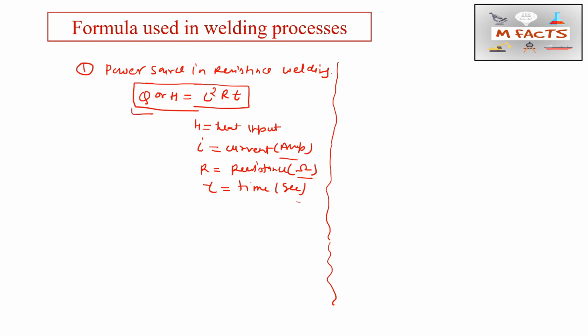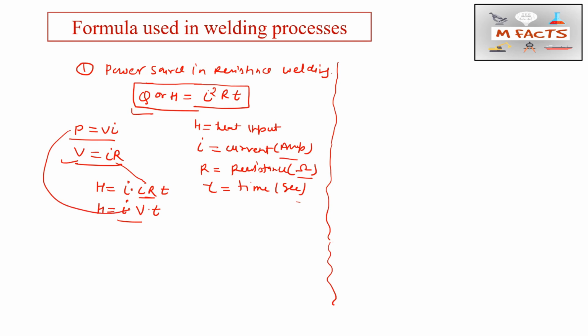We know that P is equal to VI, and we also know V is equal to IR by Ohm's law. So in this formula, what we will do is write I squared as I multiplied by IR, into T. So H is equal to I into IR, and IR is equal to V. So we can replace it by V, which is basically voltage, and then T. So this is VI, and now we can replace this VI by the P value. So H is equal to PT.